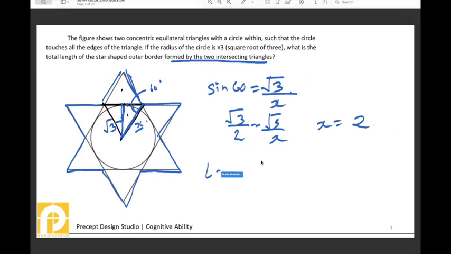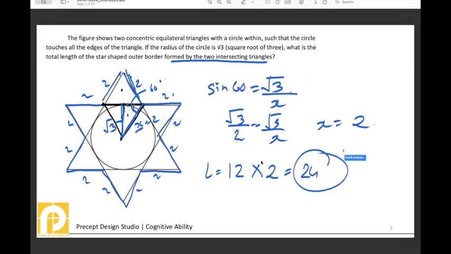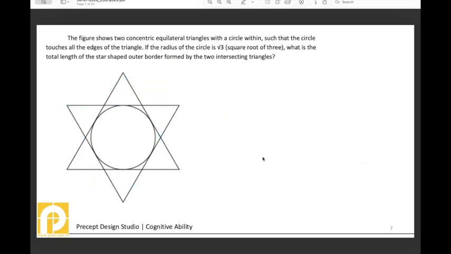So the total length that we have to find will be, there are 12 such modules. This 2 is what we have found. So all of this will be 2. So the length that we have to find is 12 such modules, and each module is 2 units. That makes a total of 24 length, which is the outer star shape that is formed by the intersecting triangles. Okay, we'll move to the next one.